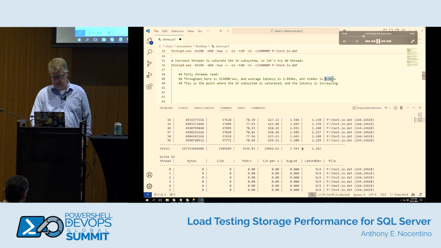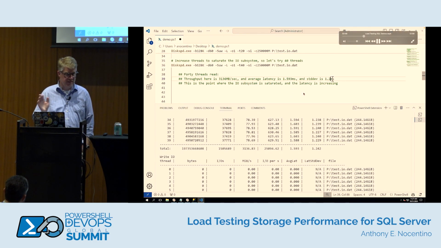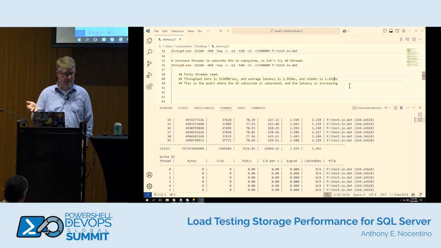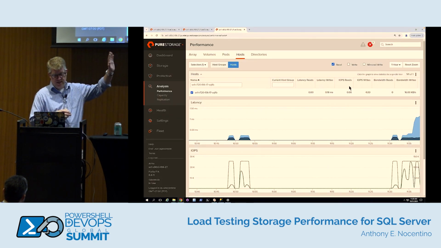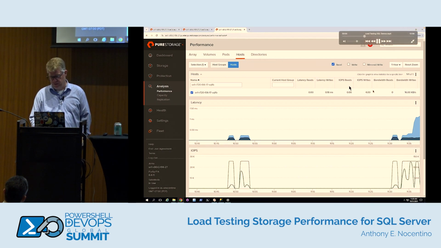The 40 thread test: 1.59 milliseconds. All of a sudden we're back to a 2006 performance profile, because I'm sliding up that curve, and I've gone well past what I would expect the platform to provide. And this is what I want you to look at. This is on one of our storage devices.